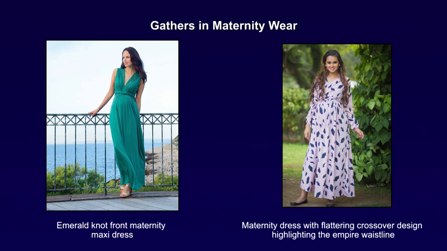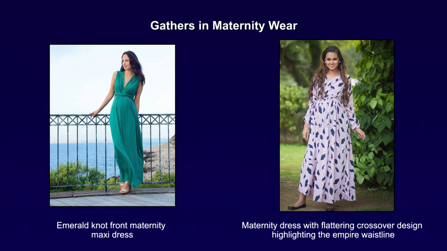The image on the left shows an emerald colored dress with gathers in the front. The picture on the right is a maternity dress with a flattering crossover design highlighting the empire waistline. Plenty of gathers fall around the bump and give space for the belly to grow.